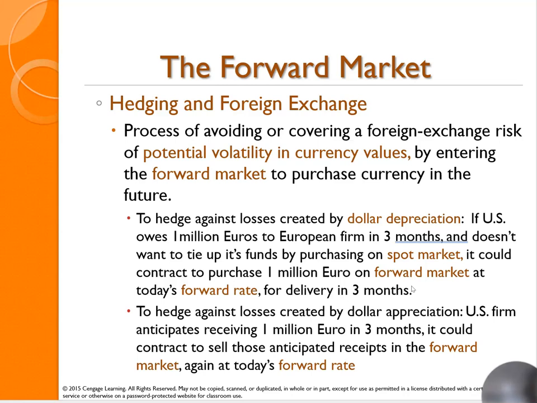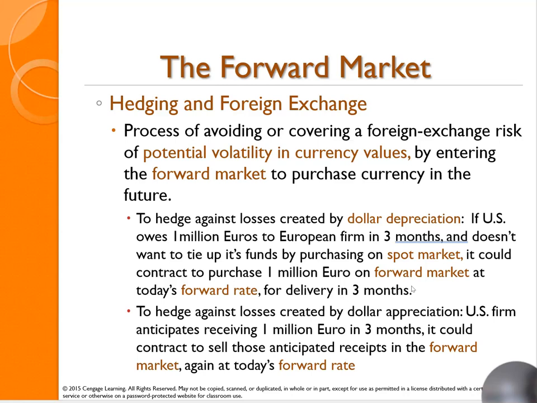If you want to hedge against losses created by dollar depreciation, well, a U.S. firm owes €1 million to a European firm in 3 months and doesn't want to tie its funds up by purchasing on the spot market. Remember, if you buy it immediately, you can't use that $1 million for something else, and it's really not due now anyway. So you could contract to purchase the €1 million on the forward market, but at today's forward rate, so you know what it's going to be for delivery in 3 months.